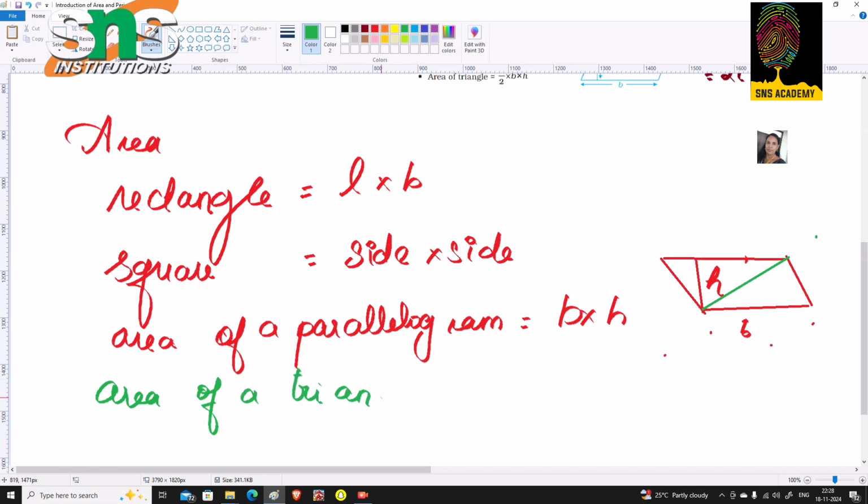Say the area of a triangle is equal to half of the area of a parallelogram, which is b into h by 2, otherwise half into b into h. So we have just recalled all the formulas that we learned in the lower class.